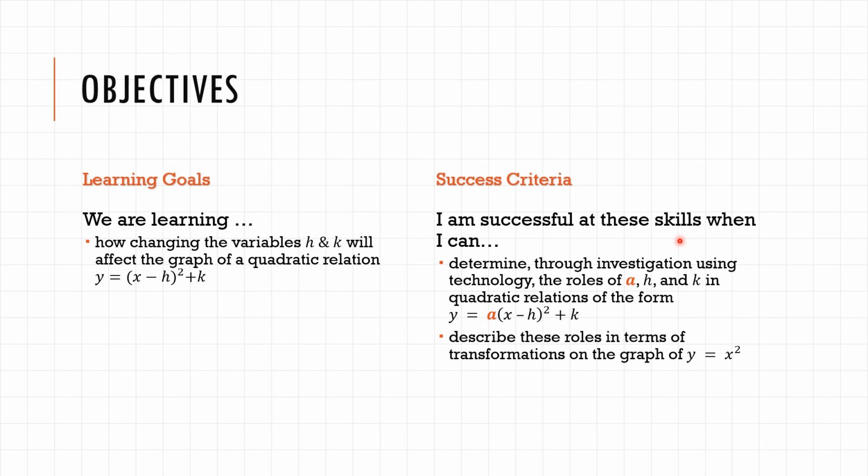You're successful at these skills when you can determine, by an investigation using technology, what the roles of h and k are in quadratic relations of this form, and when you can describe these roles in terms of how they will transform the graph of y equals x squared.